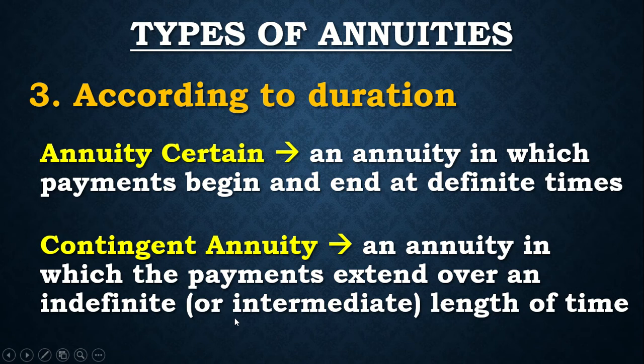Pag sinabi namang contingent annuity, an annuity in which the payments extend over an indefinite or intermediate length of time. Ibig sabihin, wala kang definite time. Ibig sabihin, pwede pang ma-extend yung pagbabayad mo. Depende yun sa pag-uusap ng kukuha at yung pagkukuwanan.